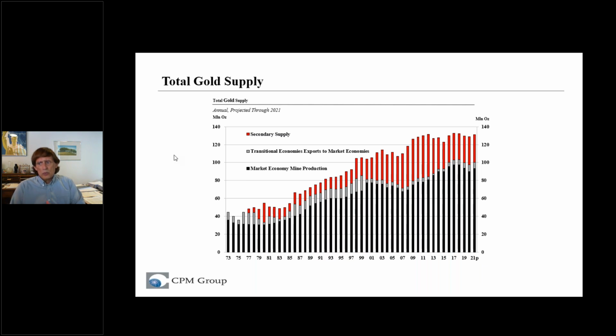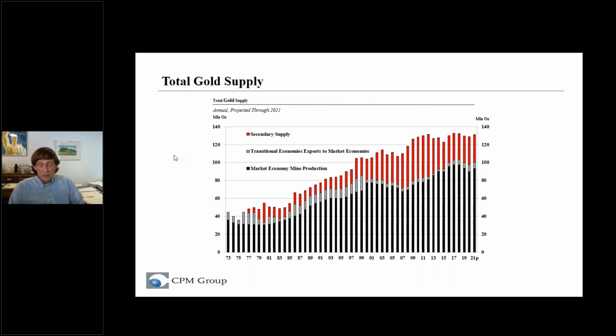This is total gold supply going back to 1973, because the people who were asking about it wanted really a long dated version. And you can see how after the gold price rose, the black part is market economy mine production. The gray part is what we used to call centrally planned economy exports into the market economies. And then it became transitional economies into the market economies. And it's very small. There still are a few of those countries, but a lot of that stuff has actually been incorporated in the market economies.